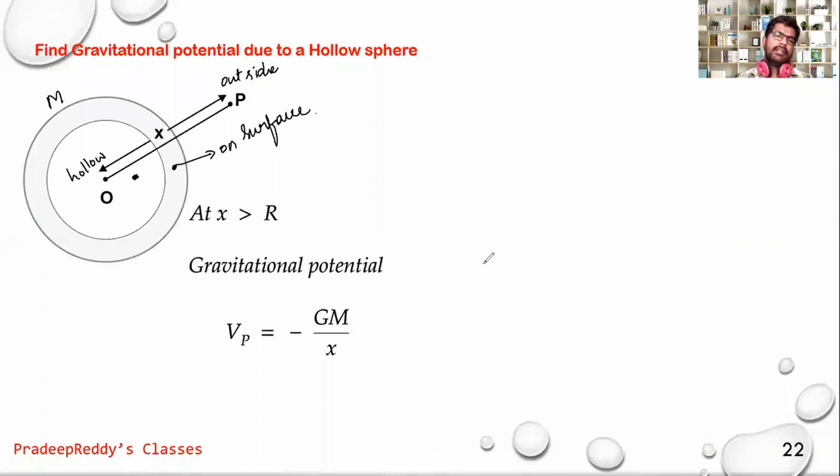When you are finding gravitational potential due to a hollow sphere, as potential is a scalar quantity, let me first calculate gravitational potential outside the sphere. Potential outside the sphere.